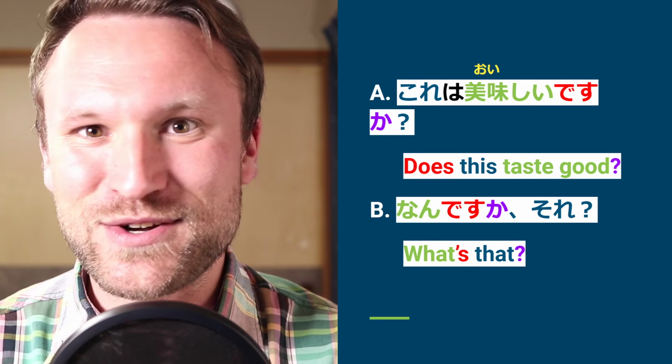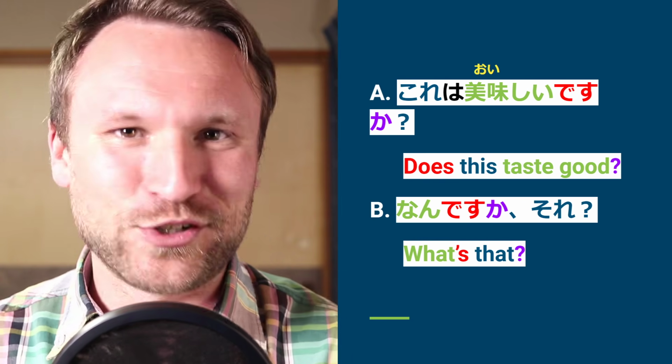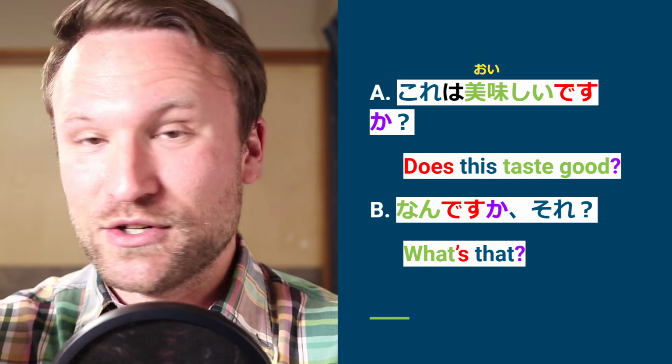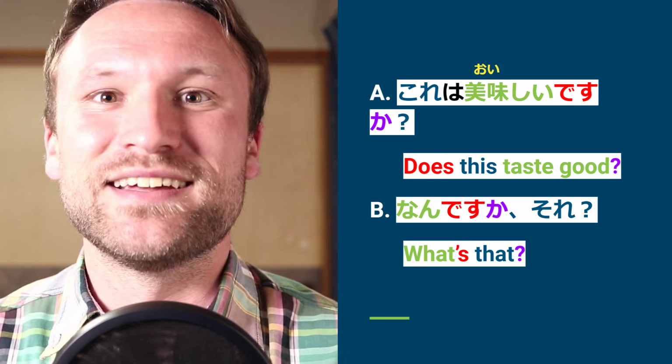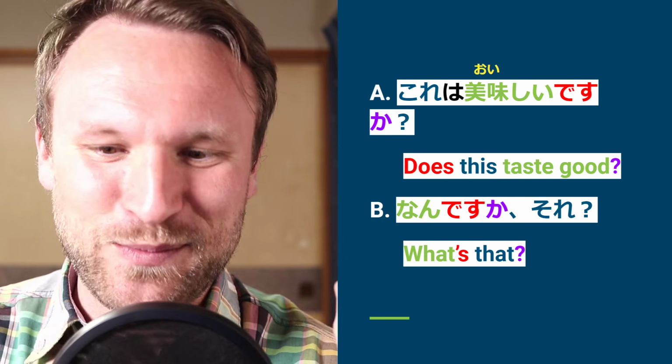Most variety shows in Japan are going to have a segment where they're trying food. And every single person, oishii, wa oishii. That's the main way of describing food in general. So you'll get used to it pretty quickly.